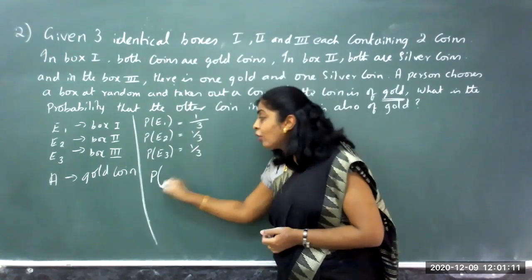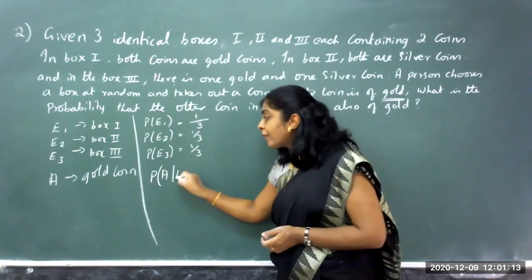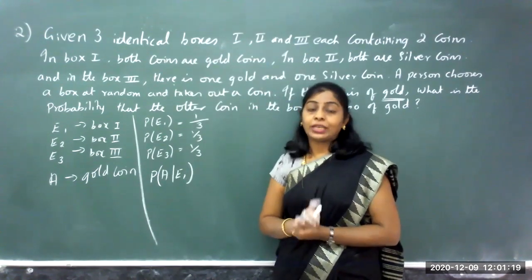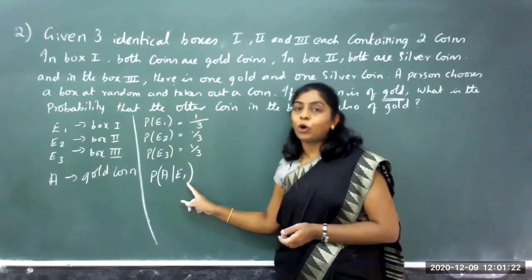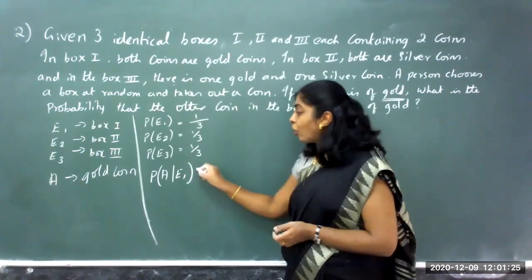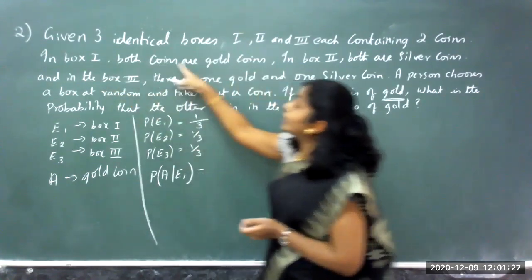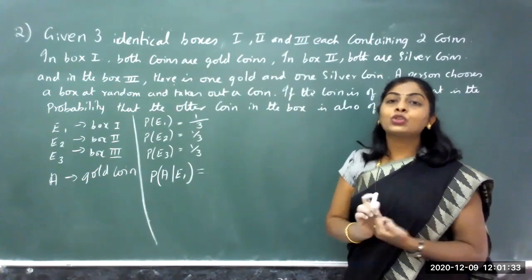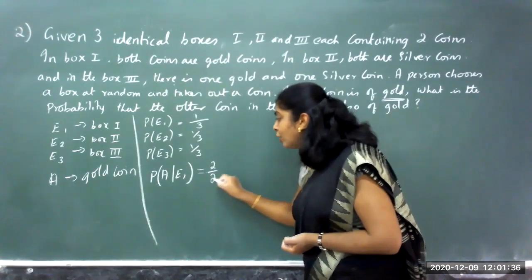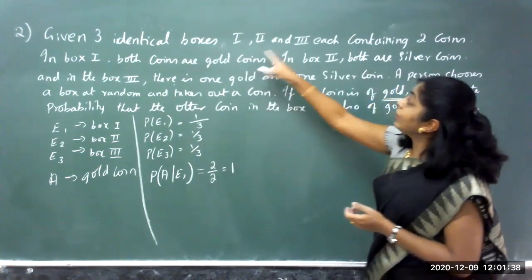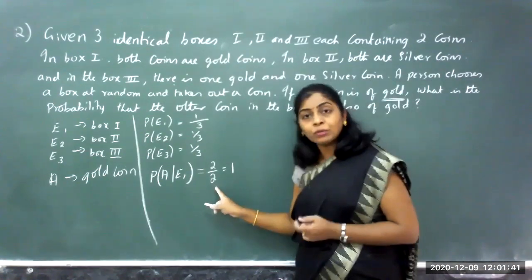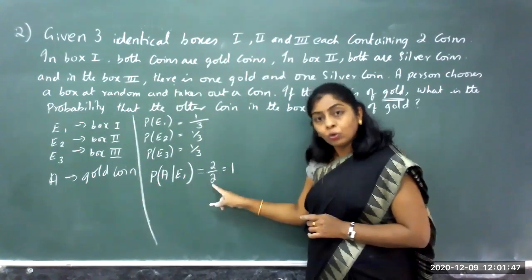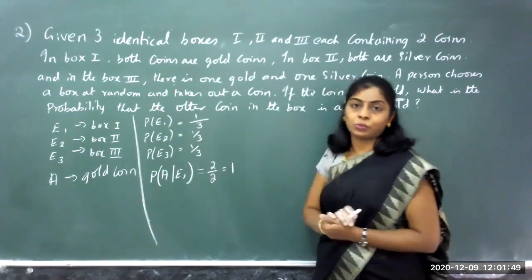Now, the probability of choosing a gold coin from box 1. Event A that has occurred is the gold coin I am choosing. Choosing the gold coin from box 1 means, in box 1, the data says both the coins are gold. So out of two gold coins, I have to choose the gold coin. So it is 2/2, which is 1. I know that in each box there are only two coins, so the total outcome should be 2 only. In box 1, both the coins are gold, so 2/2, that is 1.